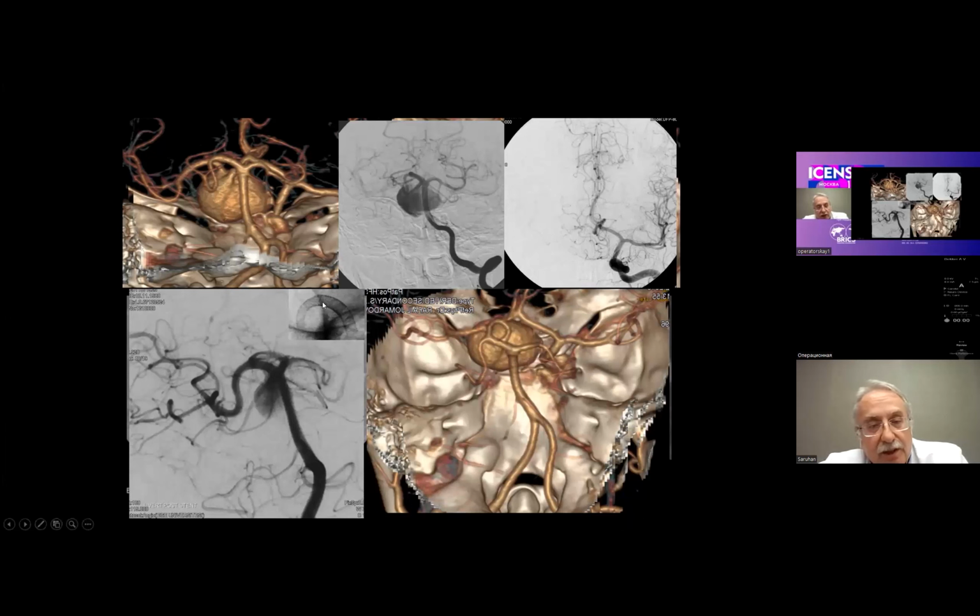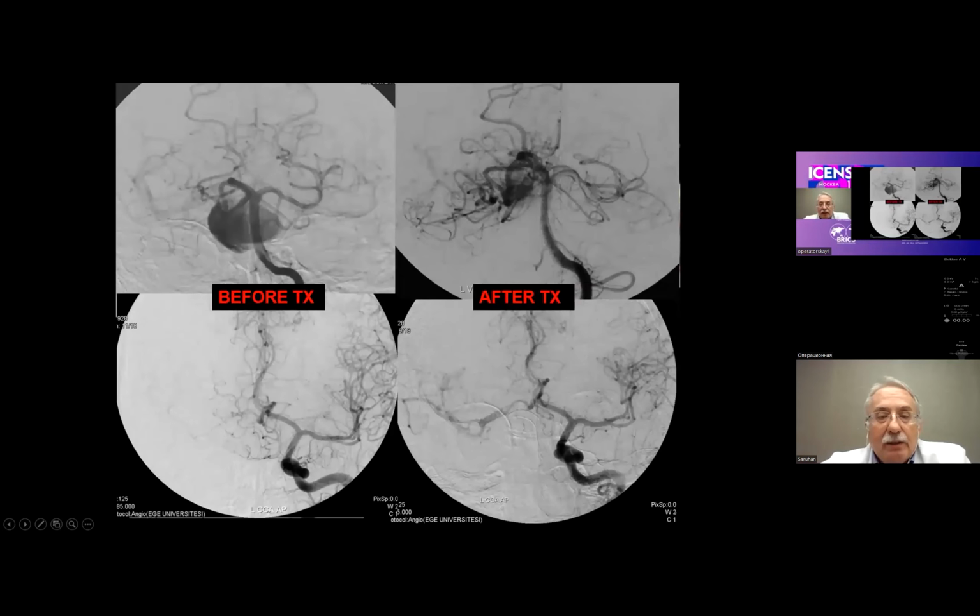So basically, he just placed a couple of pipeline stents across the PCAM just to reduce the flow of the PCAM going into the aneurysm. And this is the other side, filling the right MCA very weakly. But immediately after treatment was done, look at this.